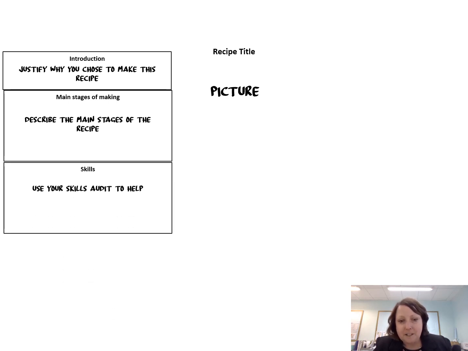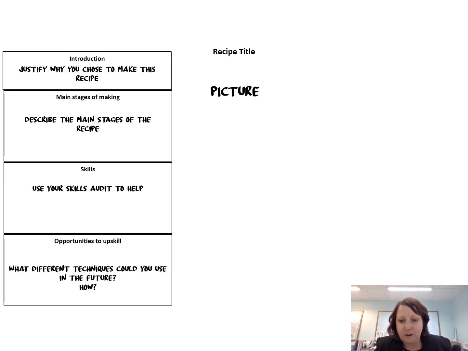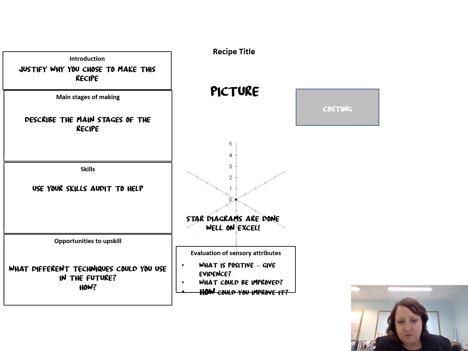You should explain the skills that you've used to make that recipe and also consider how you could upskill. So you're showing that you're reflecting on how challenging that recipe was. You should do a sensory analysis using a star diagram, but then evaluate that sensory analysis. So what was positive about the taste and the appearance and the texture of that recipe? What could be improved?